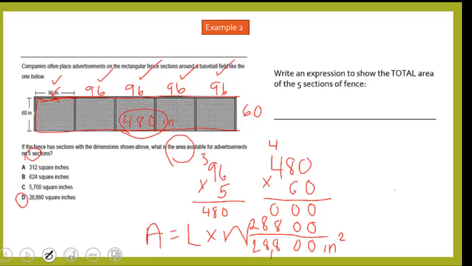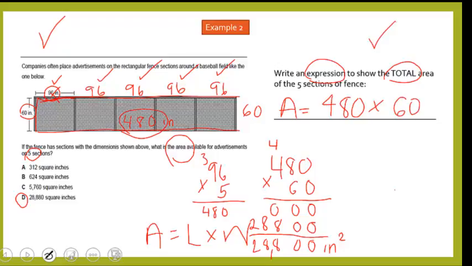I hope none of you just multiplied 96 times 60, because if you did, they tricked you. If you see, you needed to have all 5 pieces. Give yourself a check if you got the first one right. And now we need to write an expression for the total area. Well, lucky us, we already did it. A equals 480 times 60. Give yourself a check if you got that piece right.